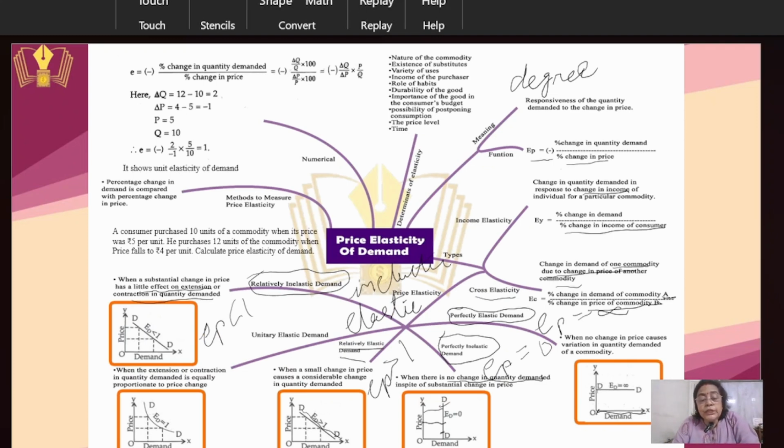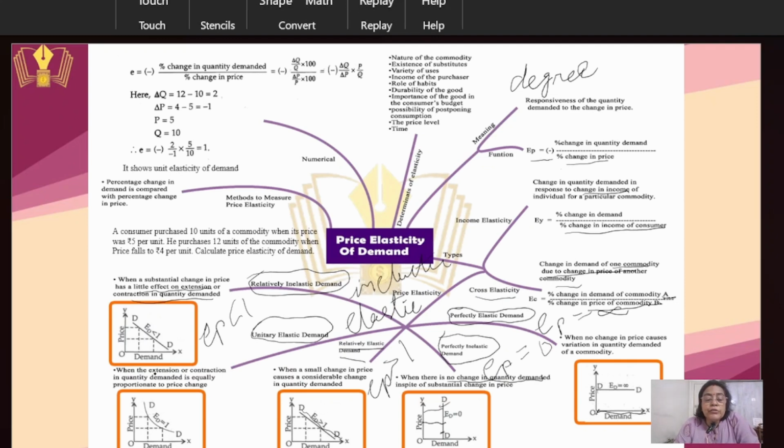Children, remember one thing: for EP greater than 1, the demand curve is a bit flatter, and for EP less than 1, the demand curve should be drawn a little steeper. Now next comes unitary elastic demand.